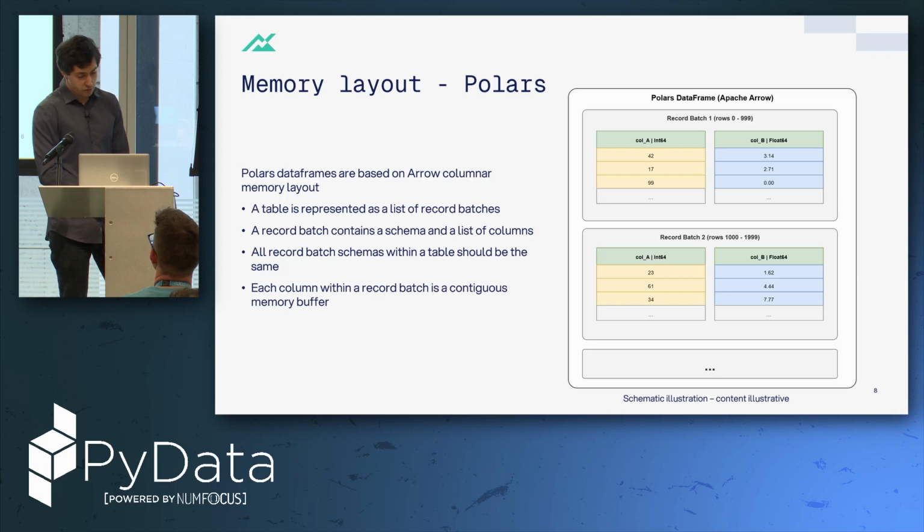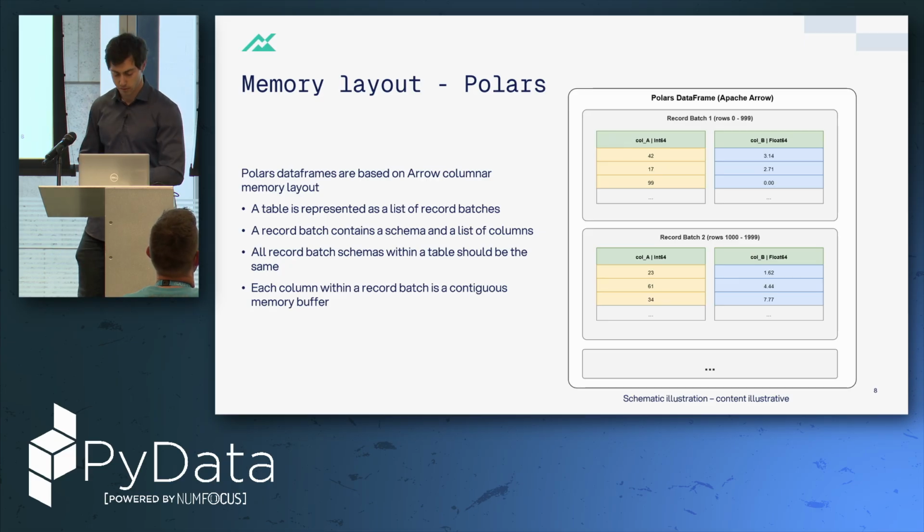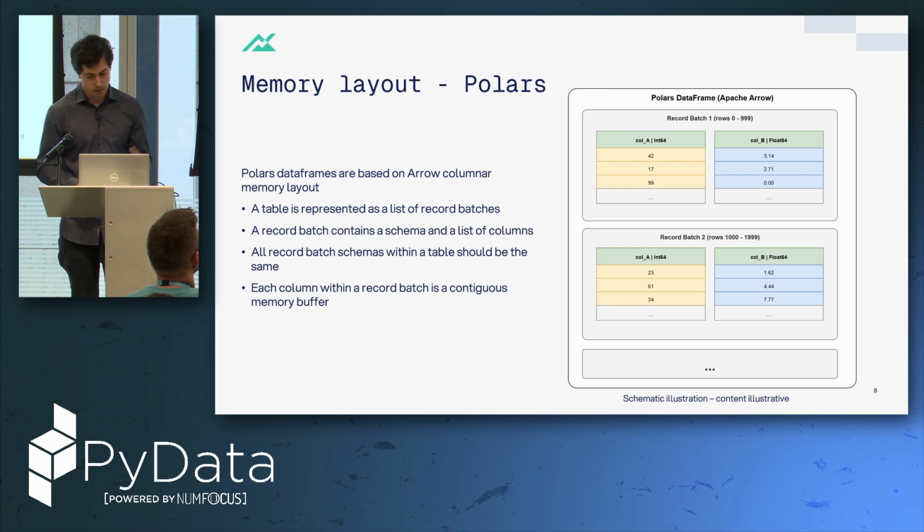As for Polars, its data frames are based on the Arrow memory layout, which was briefly discussed in previous talks as well. But Arrow memory layout essentially allows each data frame to be represented as multiple record batches, which are essentially row slices. So for example, we could have one record batch for the first 1,000 rows, then another record batch for the second 1,000 rows. And each record batch has its own columns in continuous memory.